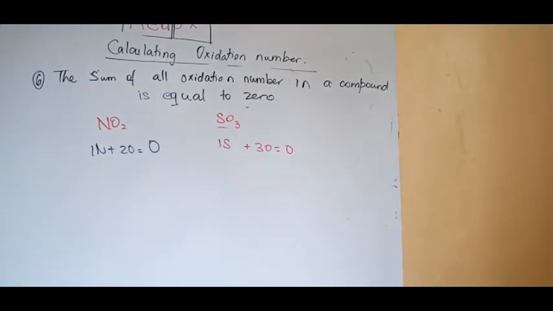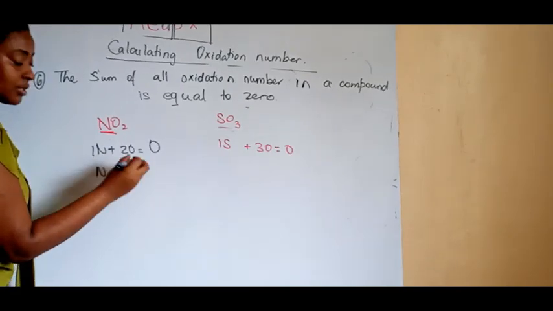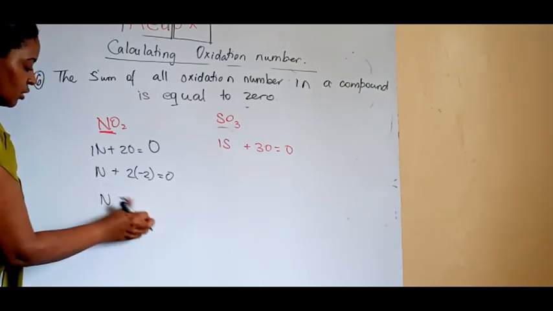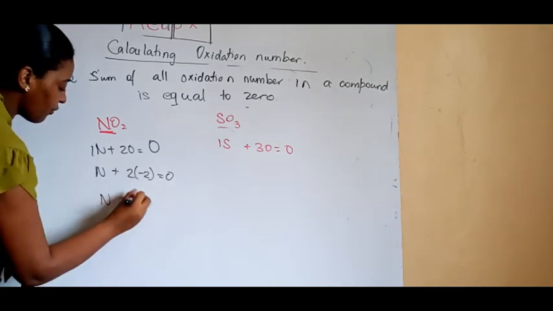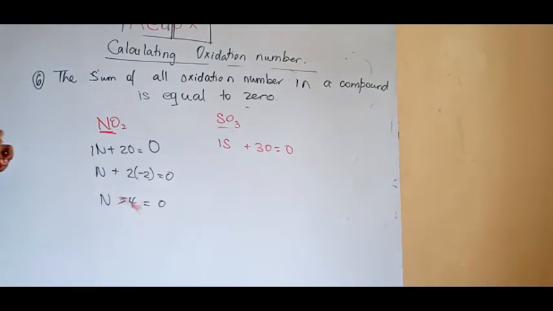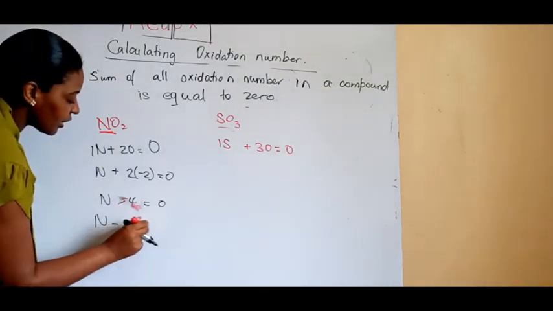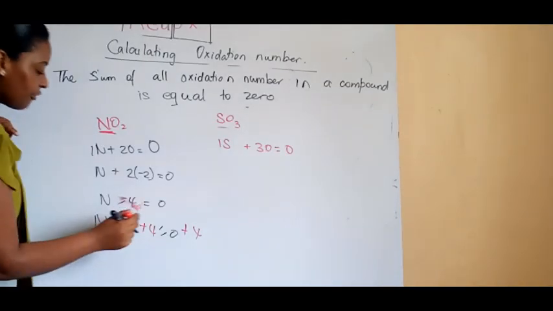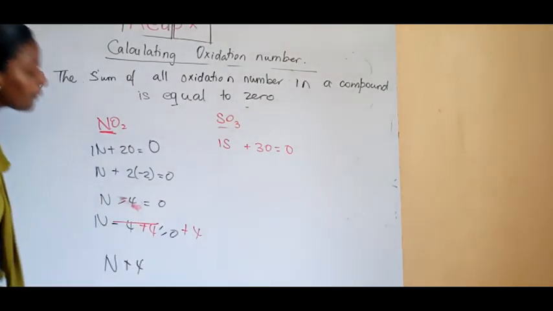If they ask us to determine the oxidation number of N, so N plus 2 times oxygen, which is always negative 2, is equal to 0. N plus 2 times negative 2 equals minus 4, so N minus 4 equals 0. We want to get N by itself, so to get rid of minus 4, we're going to add 4. What we do on one side, we also do on the other. So I'm going to add 4. This cancels this. So N is equal to positive 4.